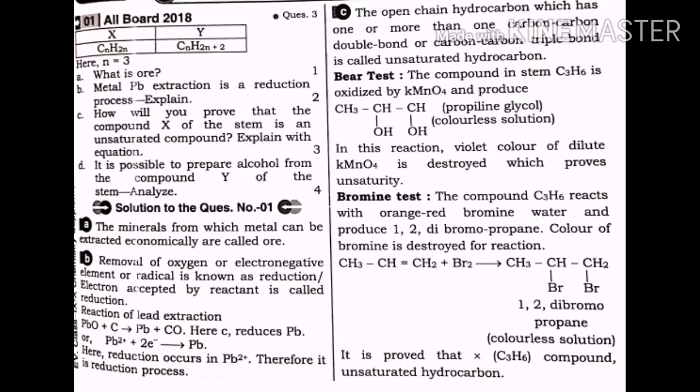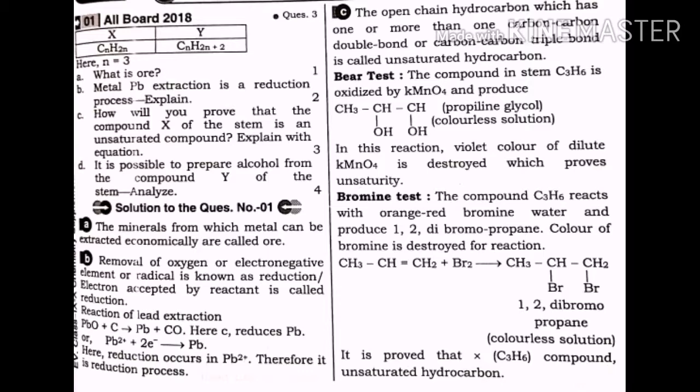First question: what is ore? The minerals from which metal can be extracted economically are called ore. You already know the definition of ore. Then we discuss the second question. Metal lead extraction is a reduction process. Removal of oxygen or electronegative element or radical is known as reduction. Electron accepted by reactant is called reduction.